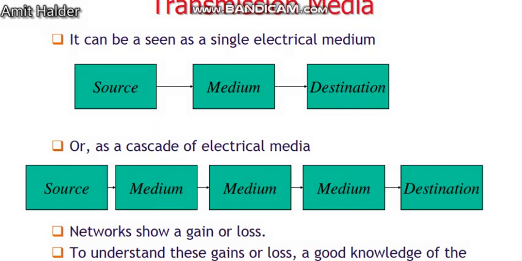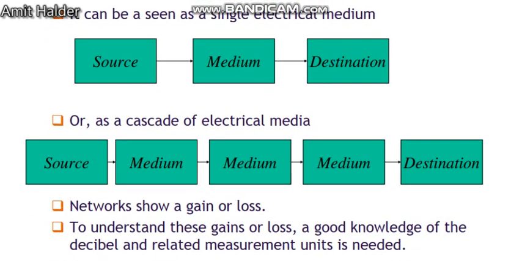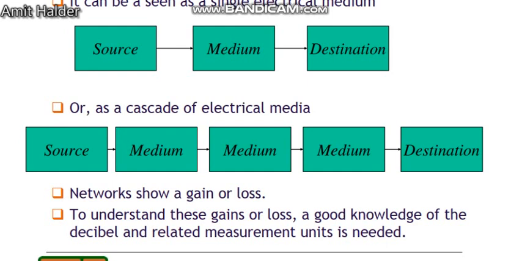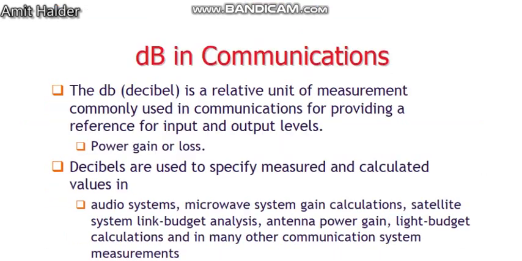And the networks show a gain or loss. To understand these gains or losses, a good knowledge of the decibel and related measurement units is needed. So that's a very important thing. So what is the decibel in communications? As we know, the decibel is a relative unit of measurement commonly used in communications for providing a reference for input and output levels. That means we can measure the power, gain or loss by the decibel.